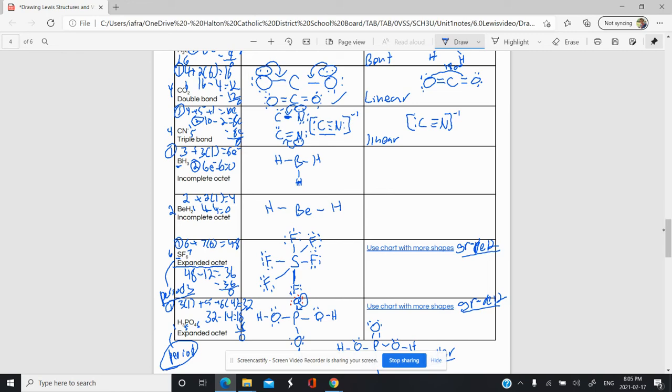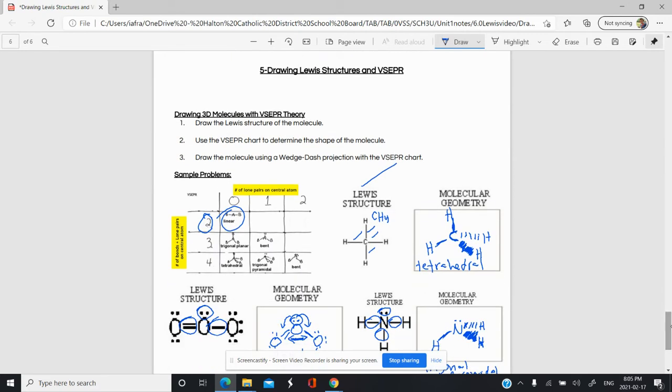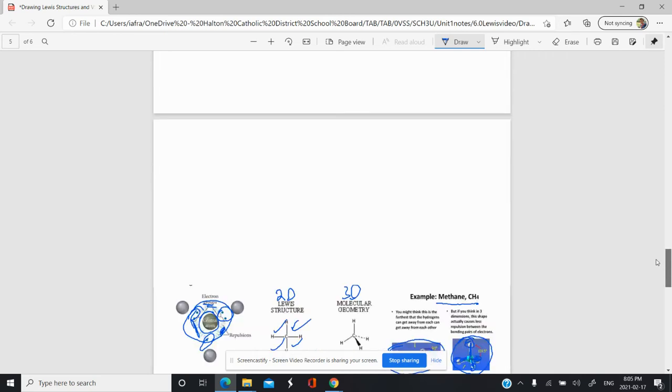So this here is interesting. This one here has 3 regions of electron density, so 3 electron regions, like you see here, but 0 lone pairs. So we have a trigonal planar.